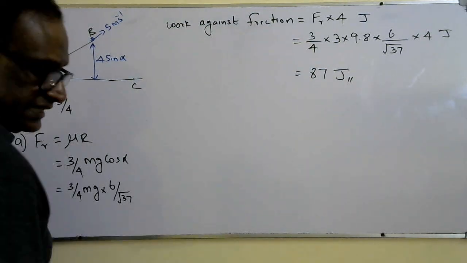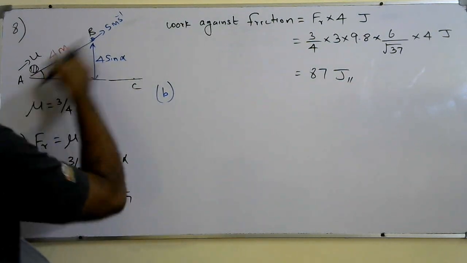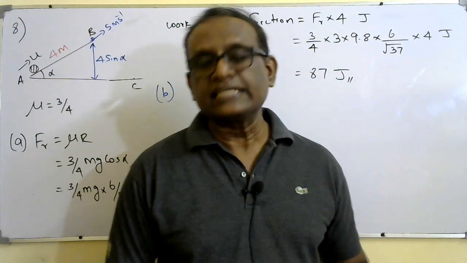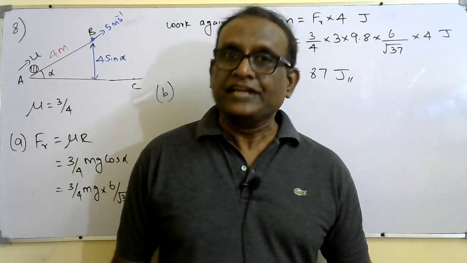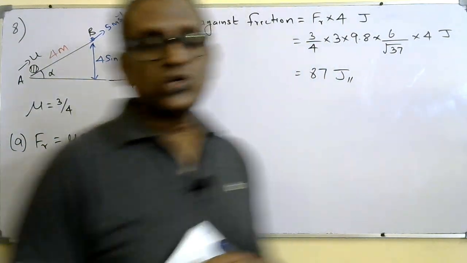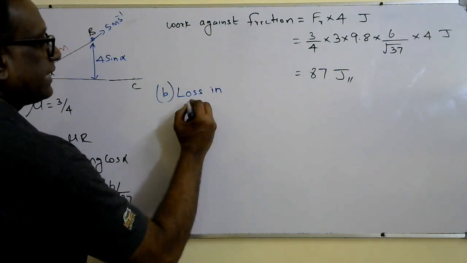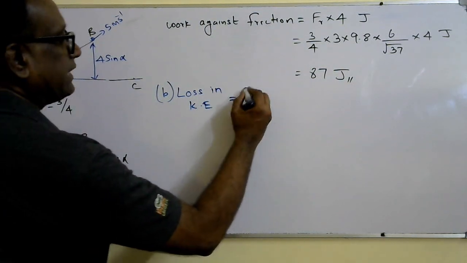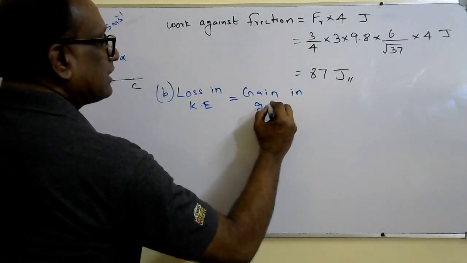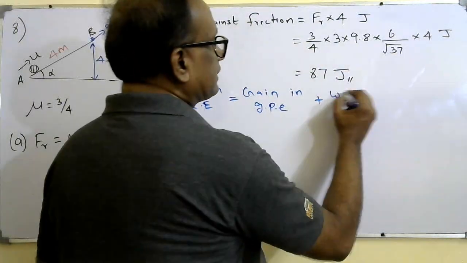Okay, so what's the energy equation, for part B? When it moves from A to B, it was projected, so it's going to lose kinetic energy. The loss in kinetic energy will be converted into gain in gravitational potential energy and work done against friction. So loss in kinetic energy is going to be gain in gravitational potential energy plus work done against friction.